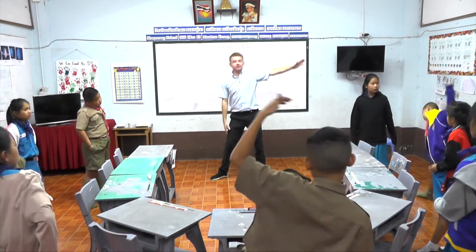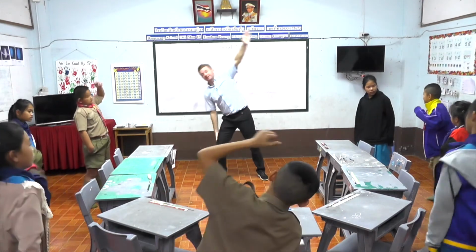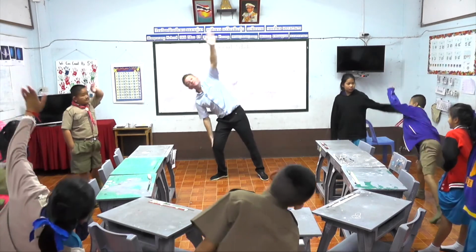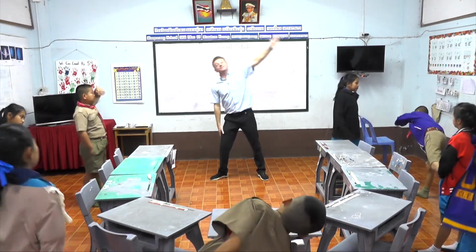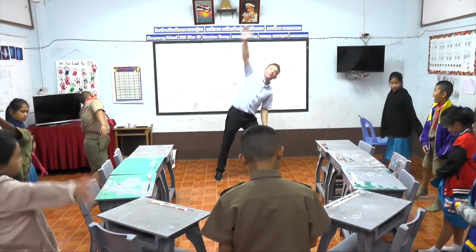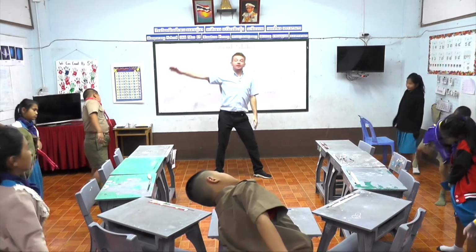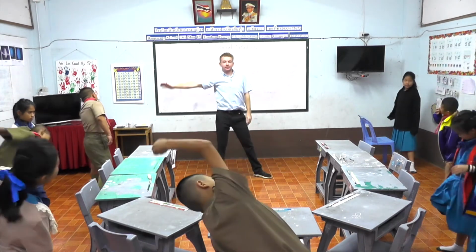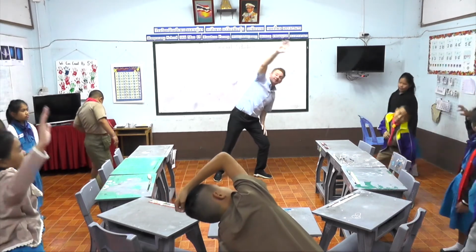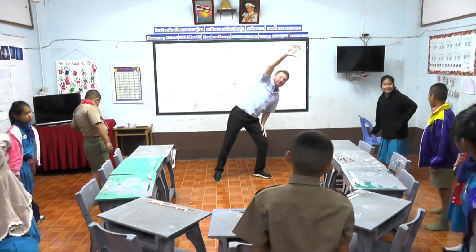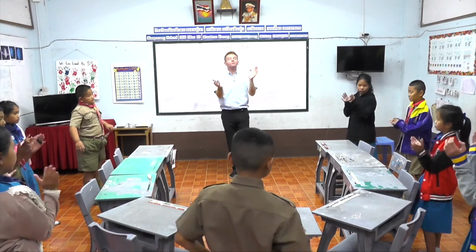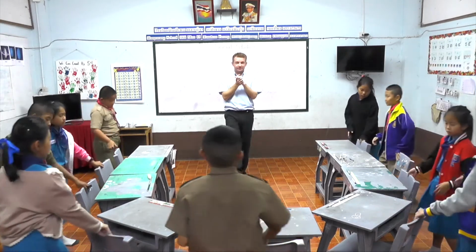1, 2, 3, 4, 5. And then we'll do 5 to our left. 1, 2, 3, 4, 5. Excellent, guys. And now, to finish, we'll do 5 claps. 1, 2, 3, 4, 5.